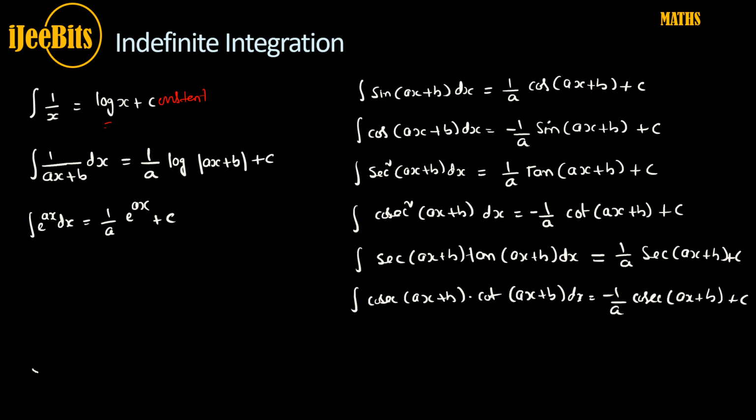Now integration of 1 by ax plus b form into dx. How do you see this one? This is similar to 1 by x. The coefficient of x should always come as 1 by a, forming 1 by a into log ax plus b, because if you say ax plus b is equal to t, then you can convert this function into 1 by t dt form. So I would write 1 by a log modulus of ax plus b plus c. This is what you can write.